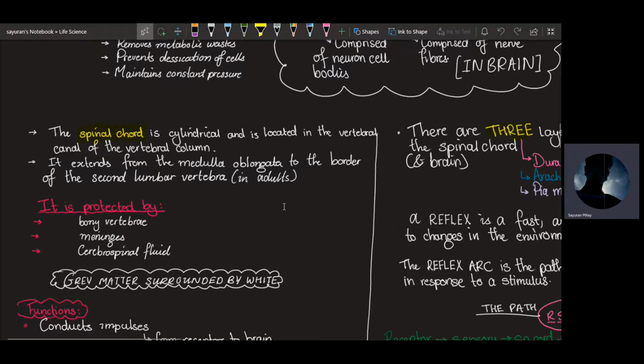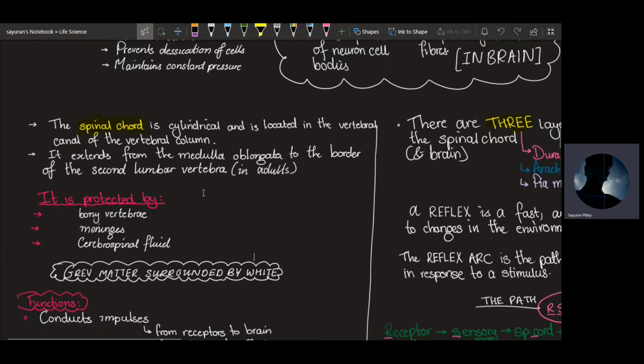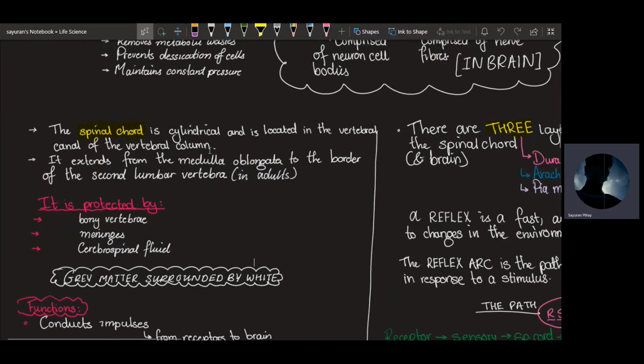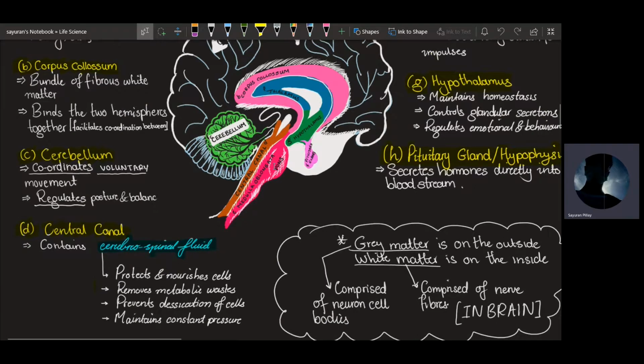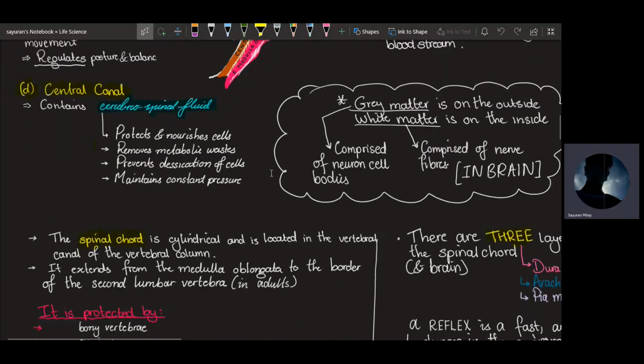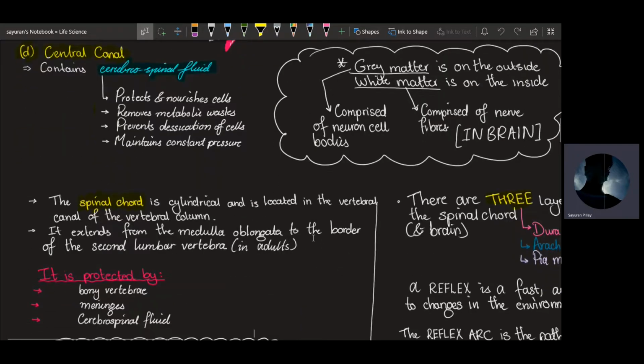What is the spinal cord? The spinal cord is a cylindrical structure, okay, which is located in the vertebral canal of the vertebral column, or the spinal column. Okay, you know that much. You know what a spinal cord is, and it extends from the medulla oblongata. So from this portion here, the medulla oblongata, there's a bright pink area, all the way down to the border of the second lumbar vertebra in adults.